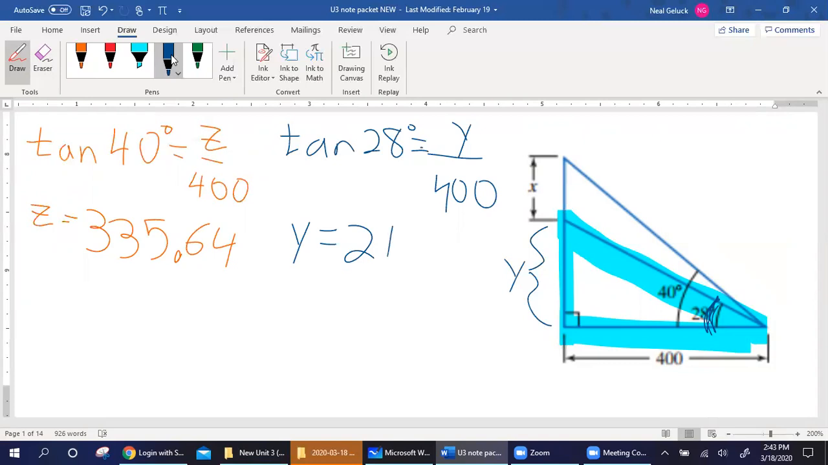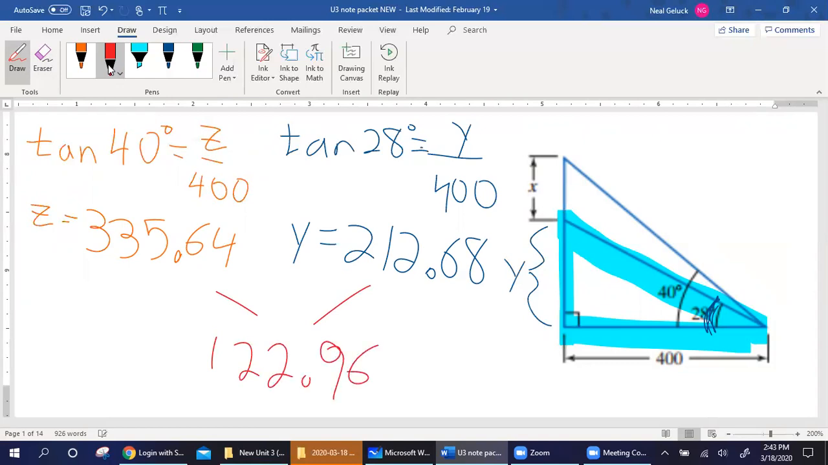Y is 212.68. And now to figure out X, I'm going to subtract these two. Z is the full length, Y is the bottom, subtract them. So if I subtract these, now here's where that number comes in, 122.96, that's my X length. So I had to use basically two triangles that were overlapping one another.